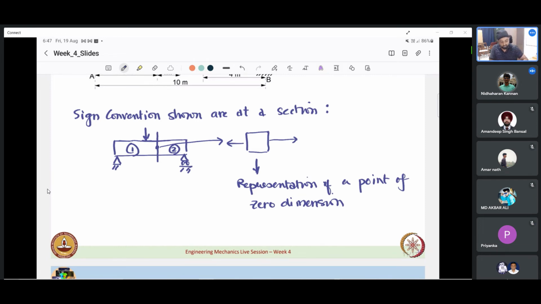That square is not part of the beam, but it is a representation of a point. Okay, I hope that clarified your question. Okay, thank you, thank you.